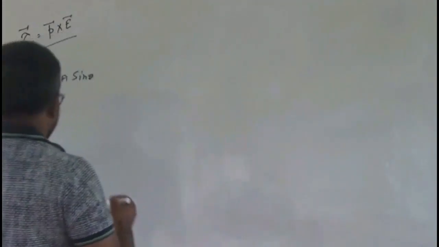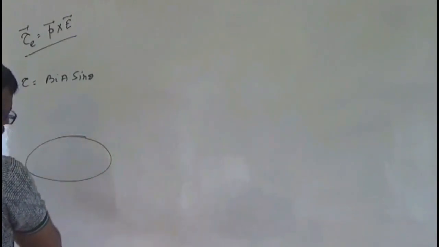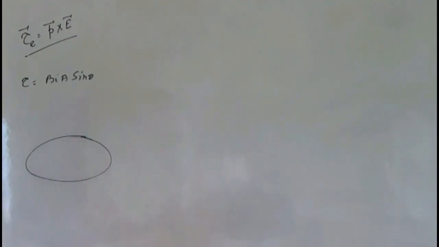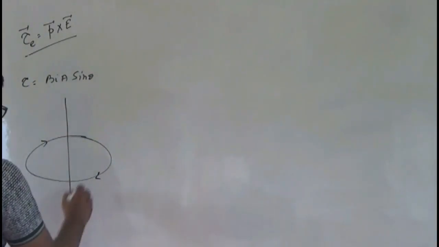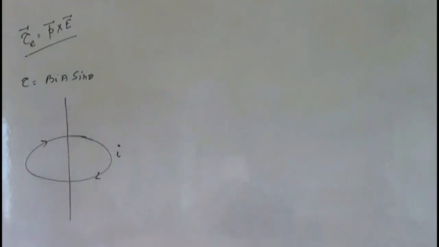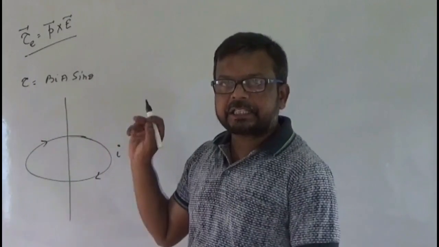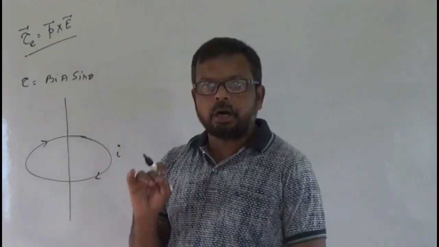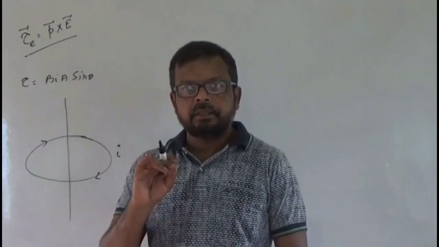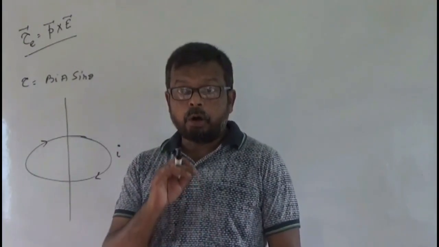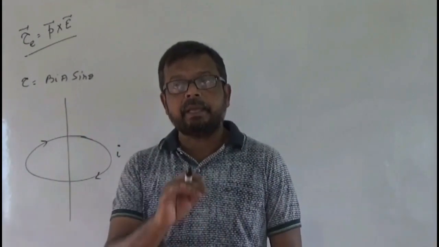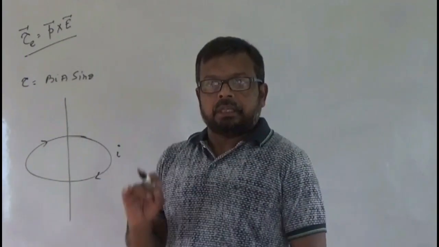Now, let us assume a circular current, and current is flowing in, let us say, clockwise direction, right? Current I is flowing through this circular loop. Now, this expression for torque can be expressed as a vector product of the magnetic moment of the coil and the magnetic field.